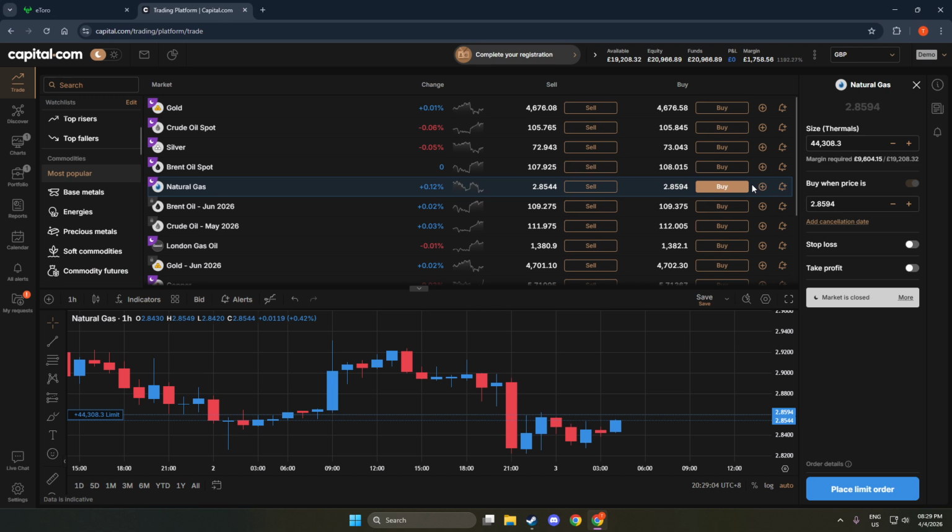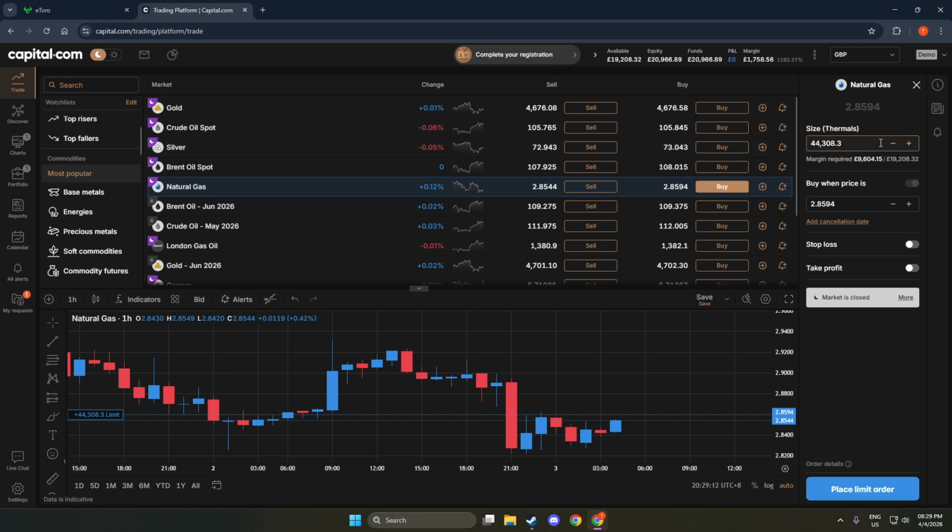Now enter the limit price. This is the exact price at which you want your order to execute. If you're placing a buy limit, set a price at or below the current market price. If you're placing a sell limit, set a price at or above the current market price.